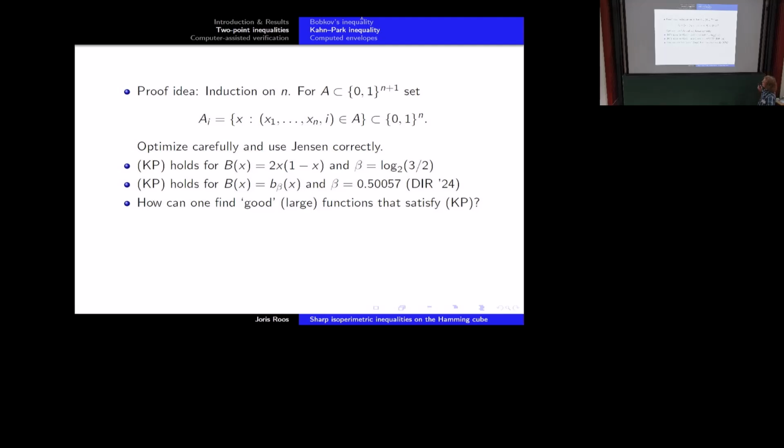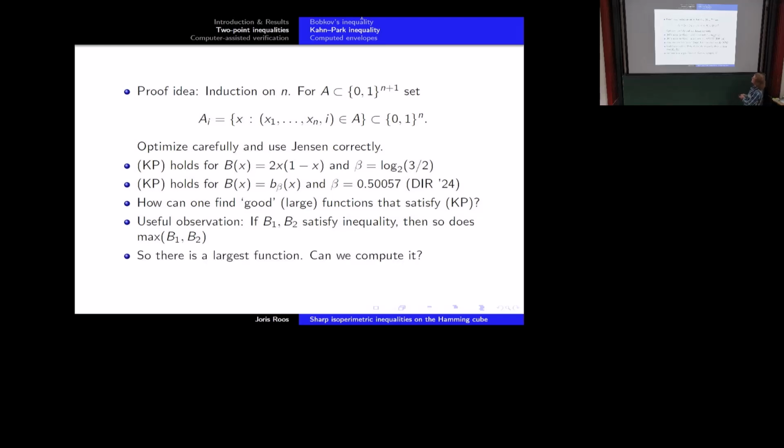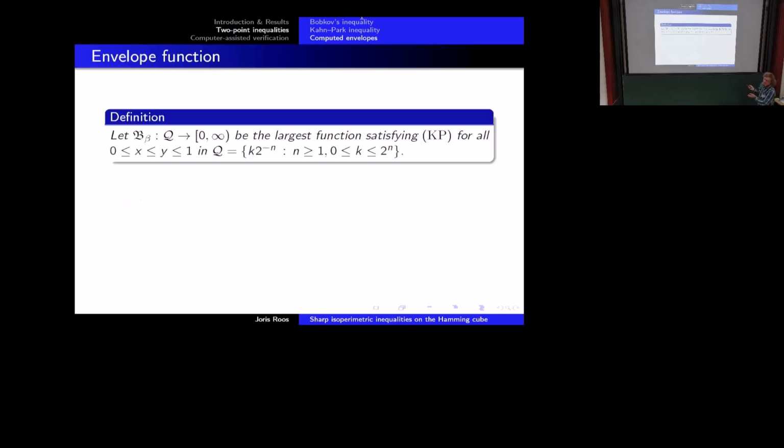And this is one of the main novelties of this paper, I think. So, okay, let's start out with a very simple observation. If B1 and B2 satisfy this inequality, you can always take a max, and now you have a better function that satisfies the inequality. You can also do this with any family, and you take a sup. And so this means that there's a well-defined largest function that satisfies the inequality, right? And we can give this thing a name. We can call it the envelope function.